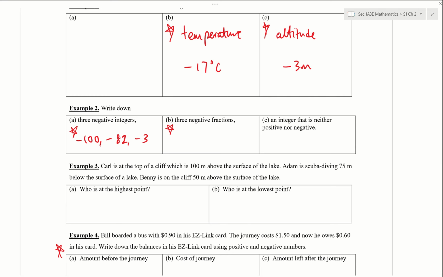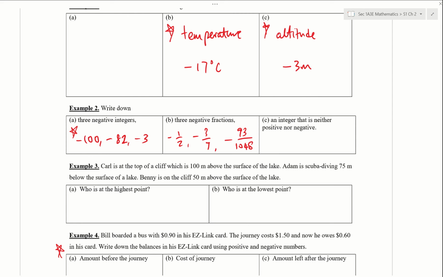How about 3 negative fractions? Whether you watched the video or not, you should know. For example, -half, -3/7, -93/1048. Okay? Just anyhow give a number, as long as it is a negative fraction.